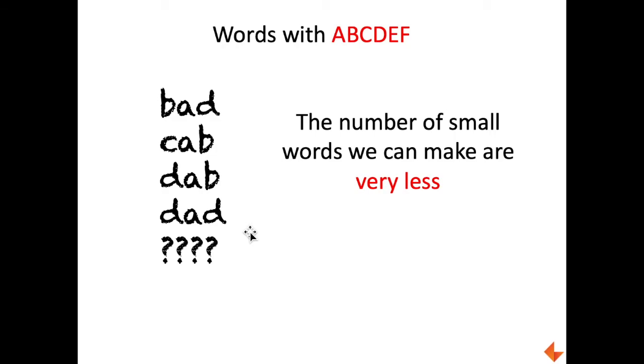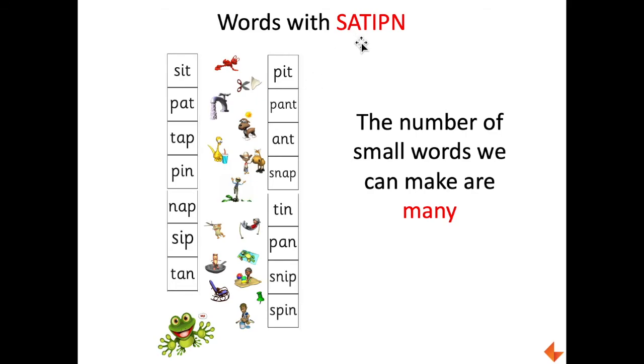Now let's try a different order. S, A, T, I, P, N. How many small words can we make with just these letters? So many words. As you can see, your child can practice reading all these words by blending sounds and connecting them to pictures. That means your child will start reading faster and will also be happy and motivated to read. Isn't this a much more fun way to do it with your children?